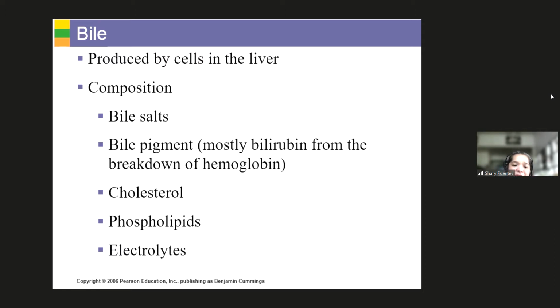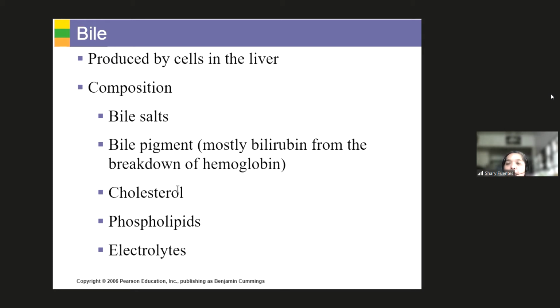Kaya mapait siya, no? So it is yellow to green in color, and it is a watery solution. Kaya lang, yung bile na yon, they're being concentrated because the water is reabsorbed. Okay? The water is reabsorbed. So it's a watery solution. Okay? The function of the bile is for emulsification of fats.